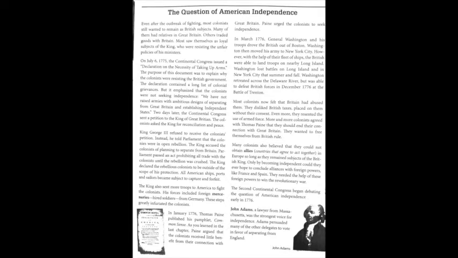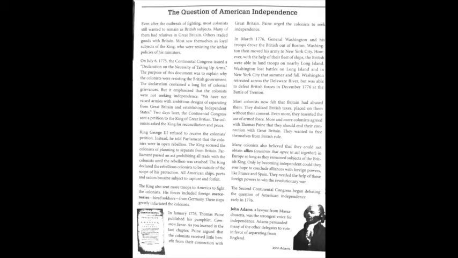Two days later, the Continental Congress sent a petition to the King of Great Britain. The colonists asked the king for reconciliation and peace. King George III refused to receive the colonists' petition. Instead, he told Parliament that the colonies were in open rebellion. The king accused the colonists of planning to separate from Britain.